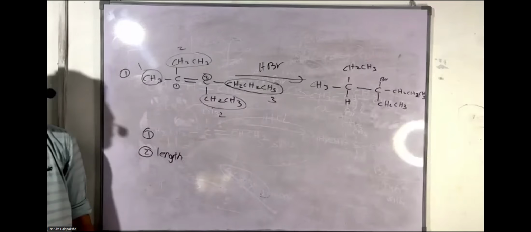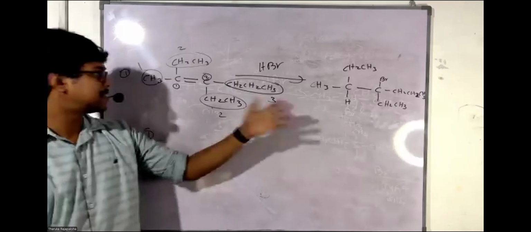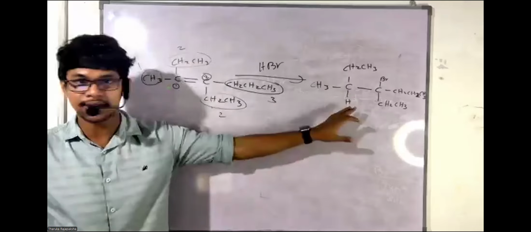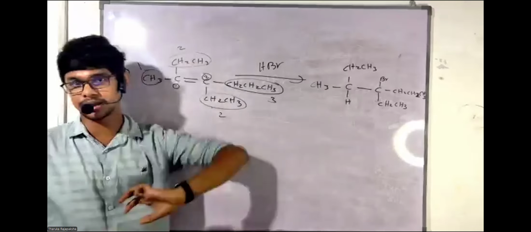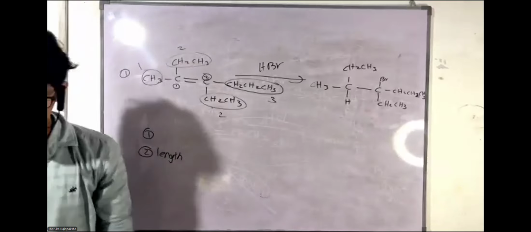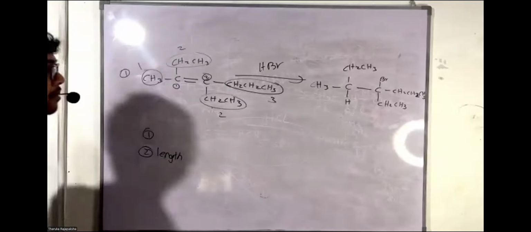So does that mean bromine will never attach to this one? No, it will also attach. Actually 2 products are obtained. The major product is this one. The other one will be a minor product. I will teach that deeply under mechanisms.